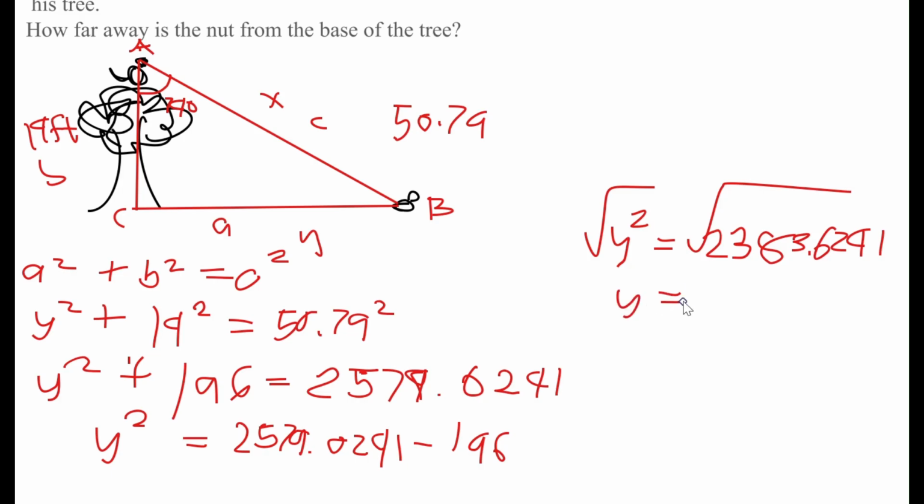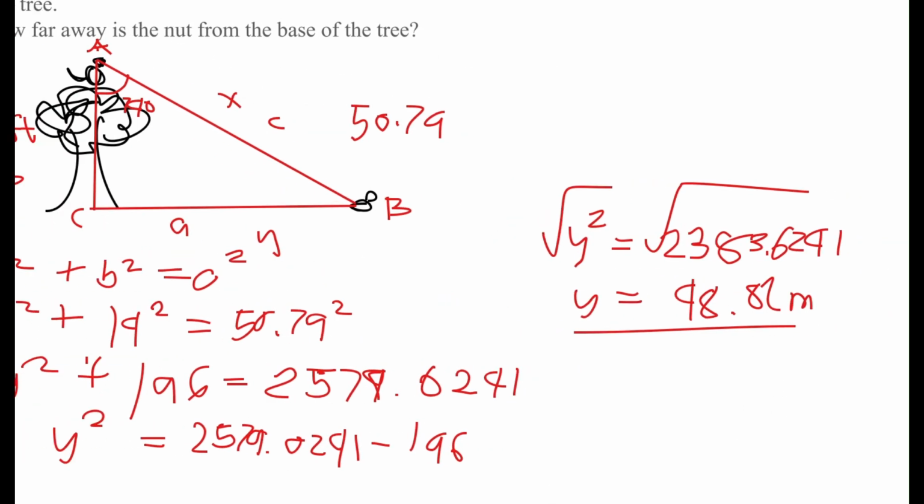So the square root of 2383.6241 is 48.82. So therefore that's our distance, or our A, and that is how far away the nut is from the tree. So that ends our topic. Thank you.